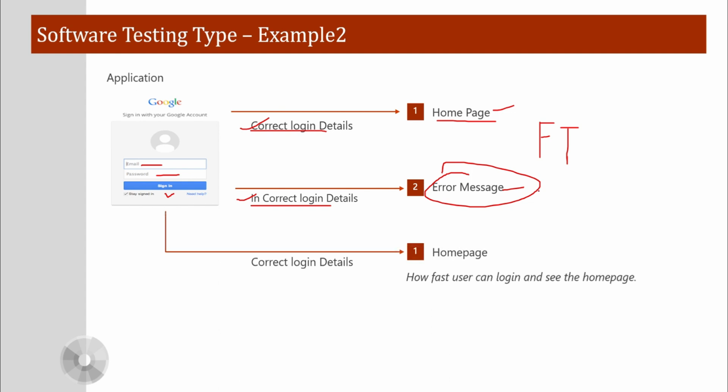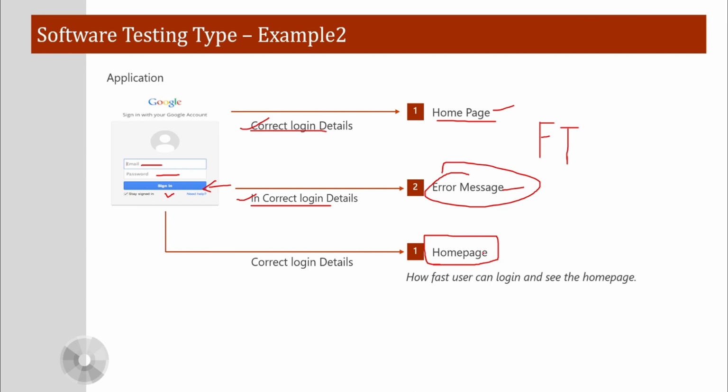But in non-functional testing, after entering correct credentials, once you click on the login button, how fast can you get this home page? In 1 second, 2 seconds, 3 seconds, 4 seconds, 5 seconds, how fast does this home page load for you, right? That is where you're checking the non-functionality of the application. After entering the correct login details, you are waiting for the home page to load, and how much time it takes to load this home page is part of your non-functional testing or performance testing.